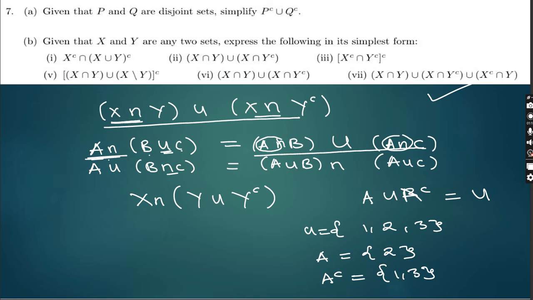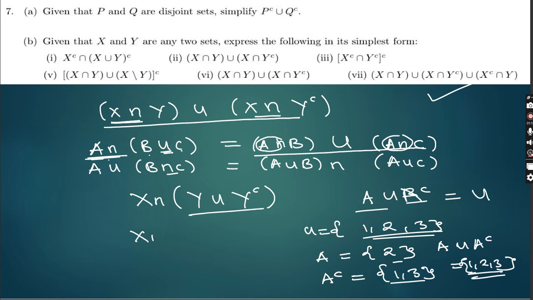So let's find now A union A complement. We combine these two sets and we have 1, 2 and 3. This set is the same as the universal set. So when you are uniting a set and its complement, we just have the universal set.